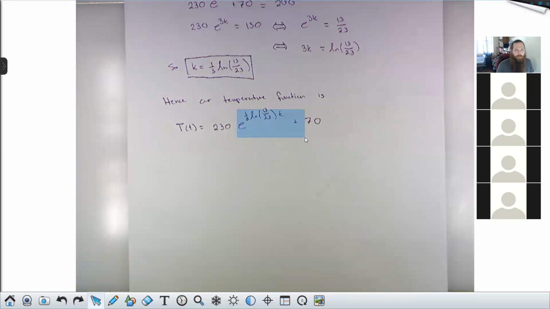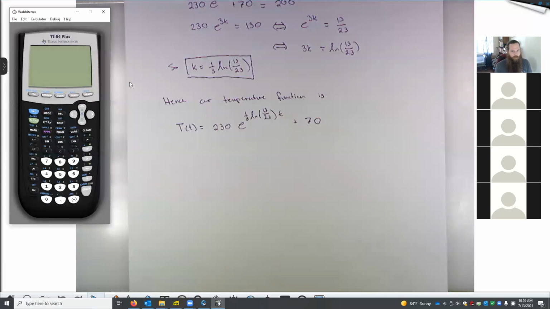This exponential here, growing or decaying? Why? Decaying because the natural log is equal to a negative number. Yeah, good. The inside of this natural log, 13 over 23, is smaller than 1. And when you feed the natural log function an input smaller than 1, you get out a negative number. So this is e raised to the 1/3 times something negative times t. That's e to the negative something times t. So the exponent here is negative, which means this is a decaying exponential.